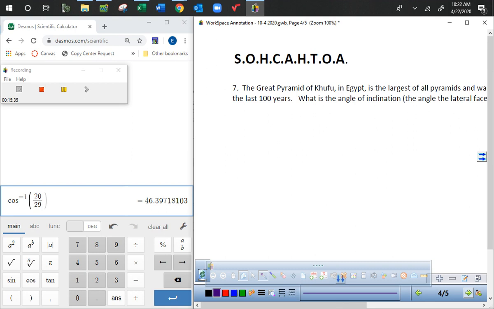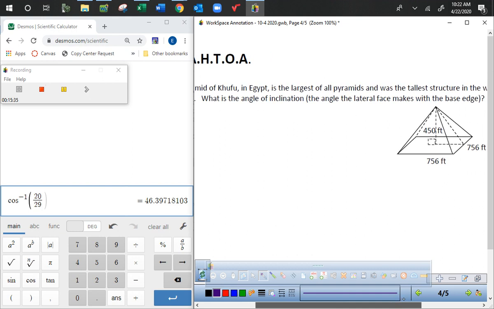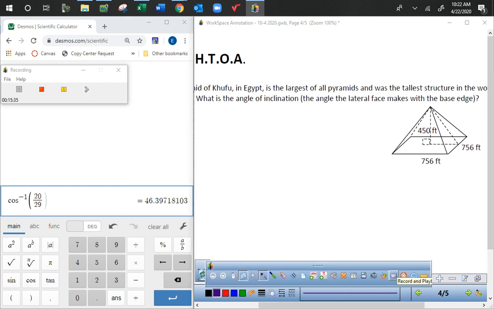Last thing we're going to do is just a couple word problems applying SOHCAHTOA, either solving for a side or solving for an angle. First up is a pyramid. It says we're supposed to find the angle of inclination on this pyramid.